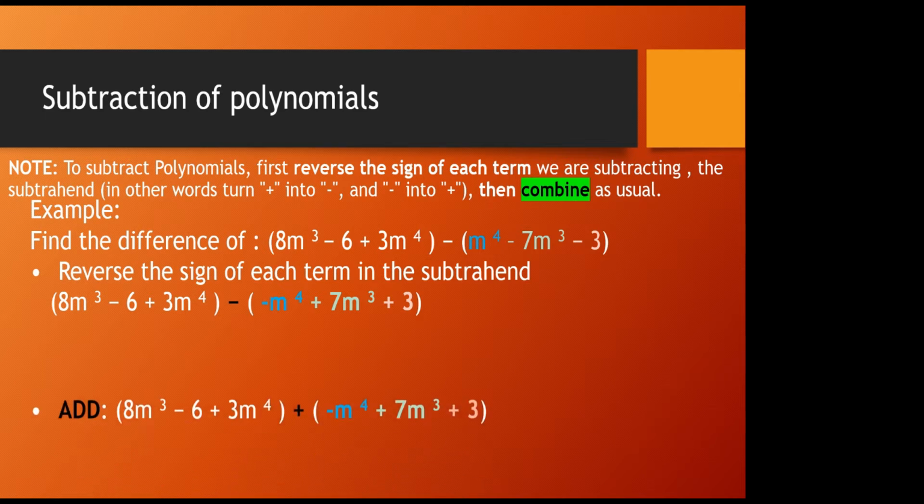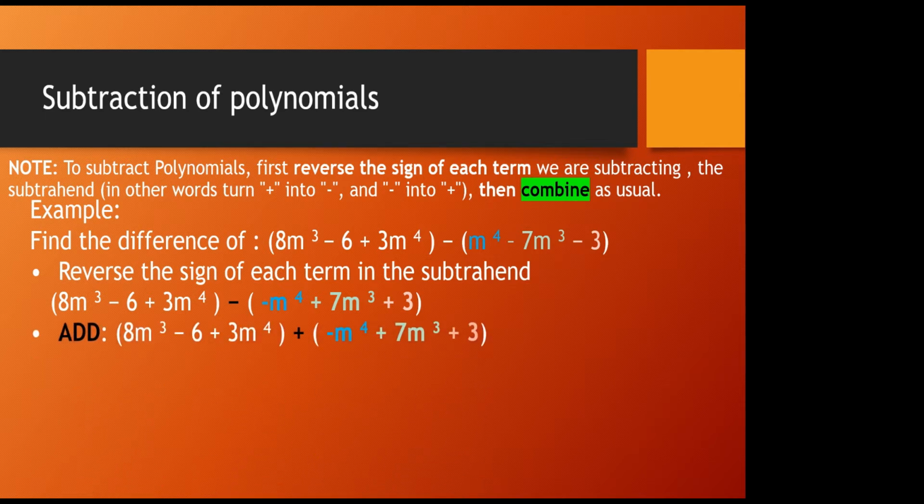Step 2, we will add. Copy 8m cubed minus 6 plus 3m raised to 4. And then instead of minus sign, we will use the plus sign. Copy negative m raised to 4 plus 7m cubed plus 3. And then place like terms together. In this given, 8m cubed and 7m cubed are like terms, so we can combine 8m cubed plus 7m cubed. 3m raised to 4 and negative m raised to 4 or negative 1m raised to 4 are also like terms, so we can combine 3 and negative 1.